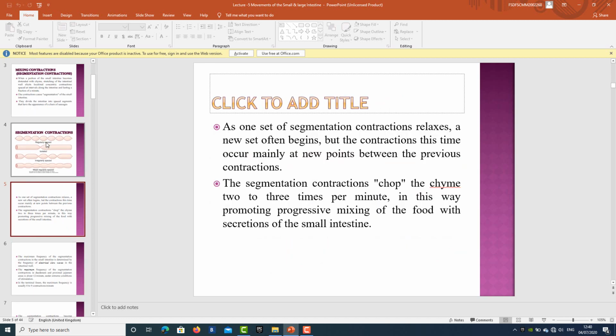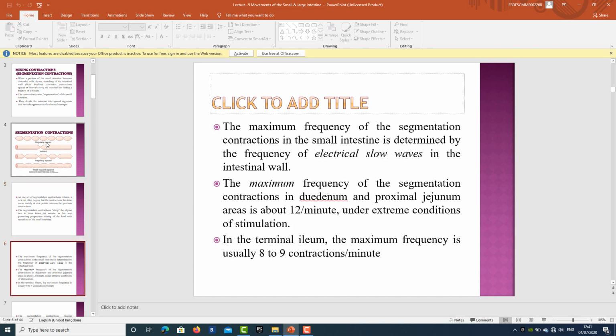Now, as one of the segmentation contractions relaxes, a new set often begins, but the contractions this time occur mainly at a new point between the previous contractions. The segmentation contractions chop the chyme 2 to 3 times per minute, in this way promoting progressive mixing of the food with secretions of the small intestine.